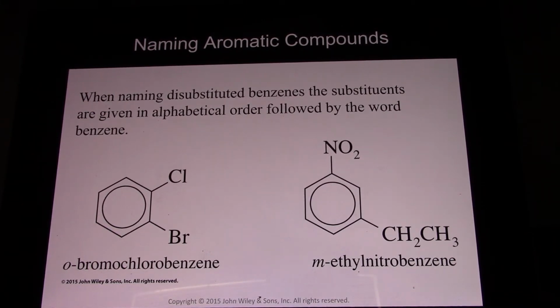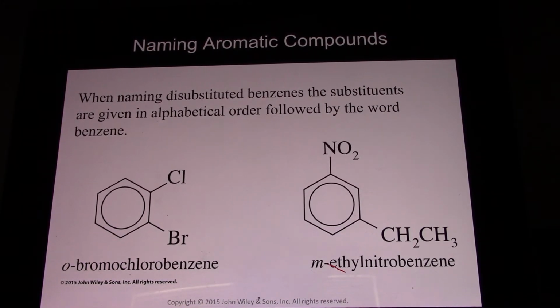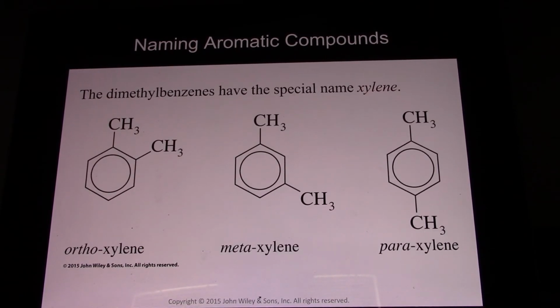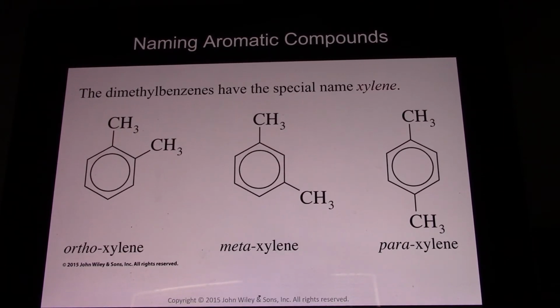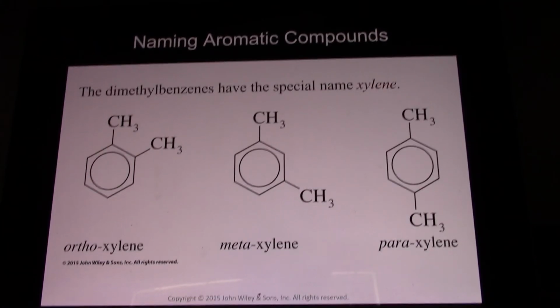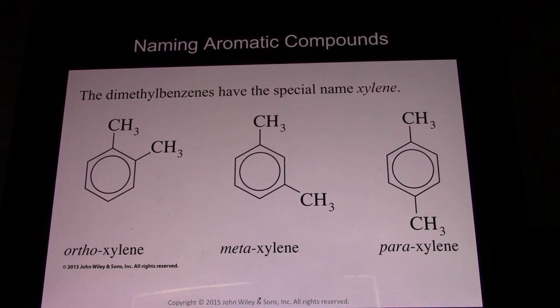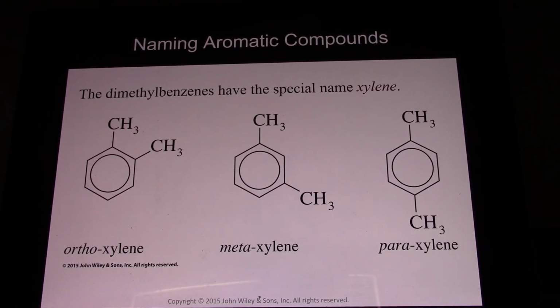So this is ortho-bromochlorobenzene, because they're ortho to each other. They're right next to each other. And this is meta-ethylnitrobenzene. It's ethyl and nitro because of alphabetical order, and it's meta because they're in the meta position to each other. Ortho-xylene, that's a dimethylbenzene, is a xylene, a special name. Meta-xylene and para-xylene. If you see xylenes at Menards or Lowe's or Home Depot, this is exactly the solvent that you're using, typically with paints or some other organic compound you're trying to dissolve or dilute.